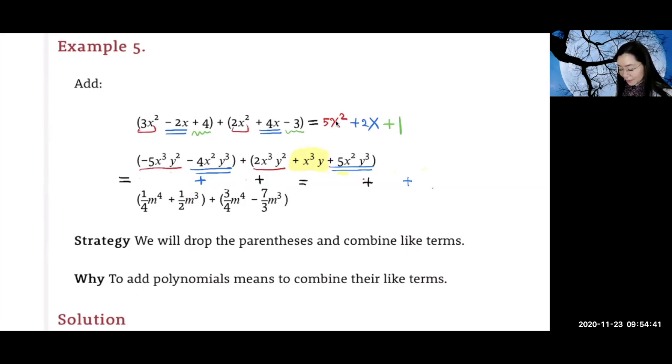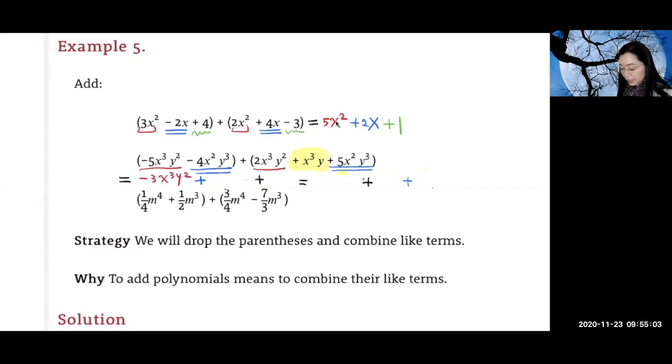Now the next one over here, we're trying to add these two polynomials. These two are like terms. Combine them by adding the coefficients. Negative 2 adding 5 is positive 3. So we get 3x cubed y squared.